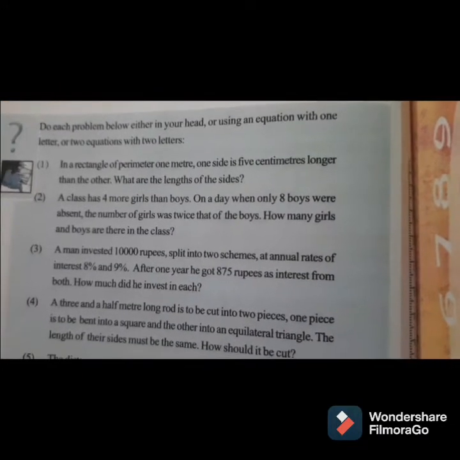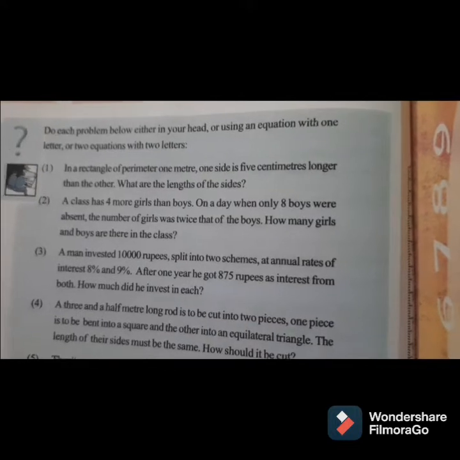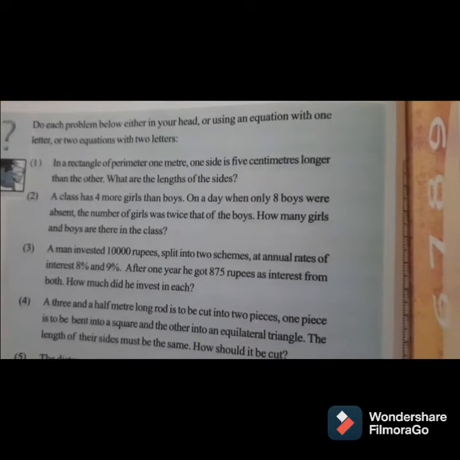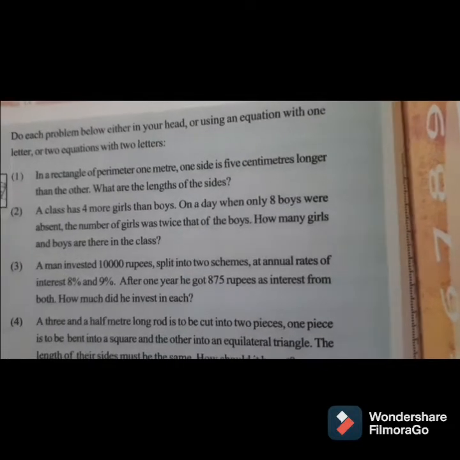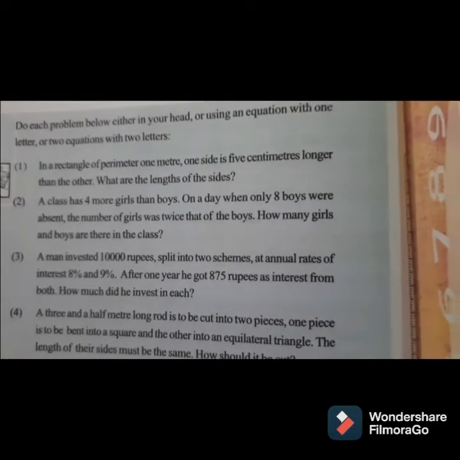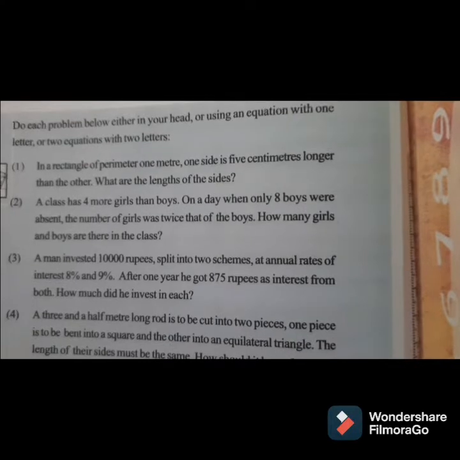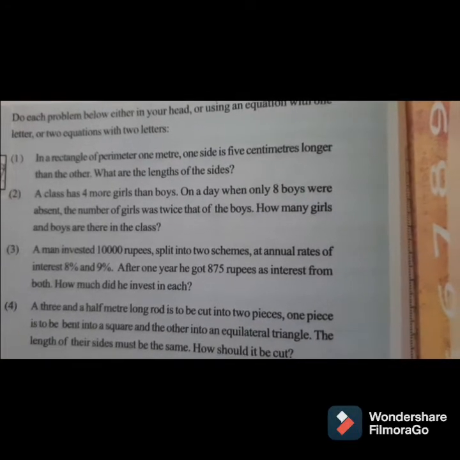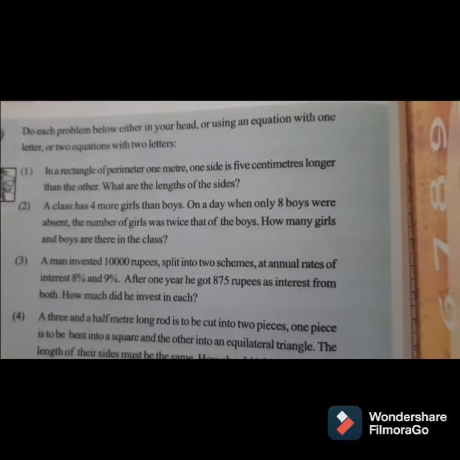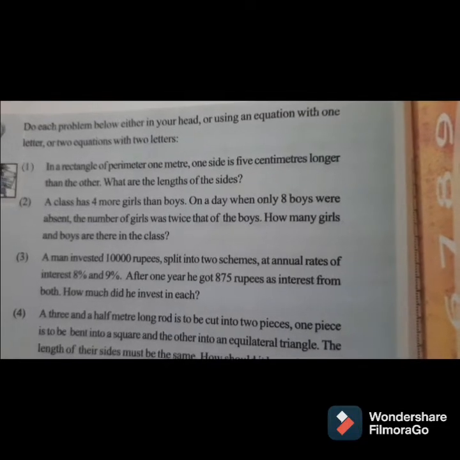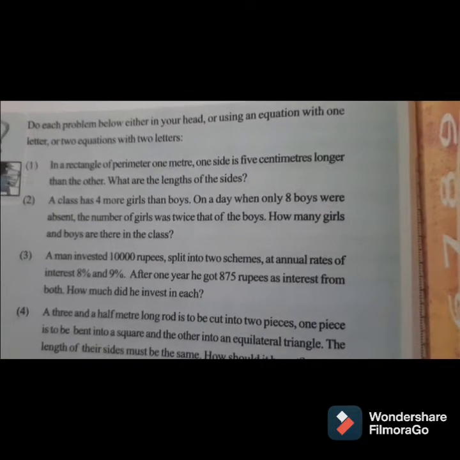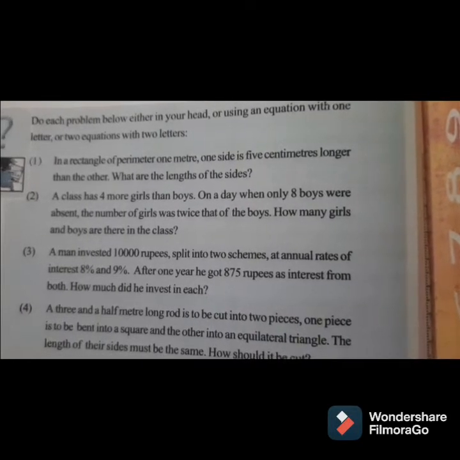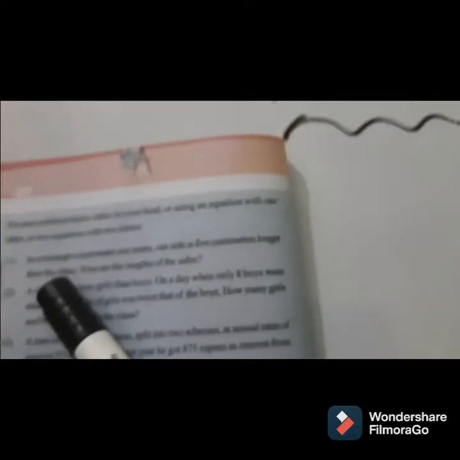So first question, page number 36. In a rectangle of perimeter 1 meter, one side is 5 centimeters longer than the other. What are the lengths of the sides? What is given in the question?